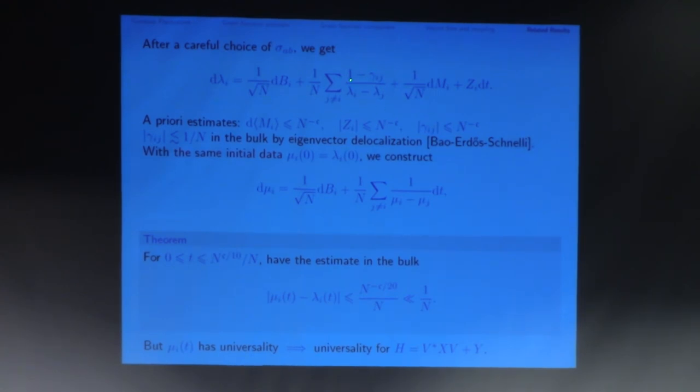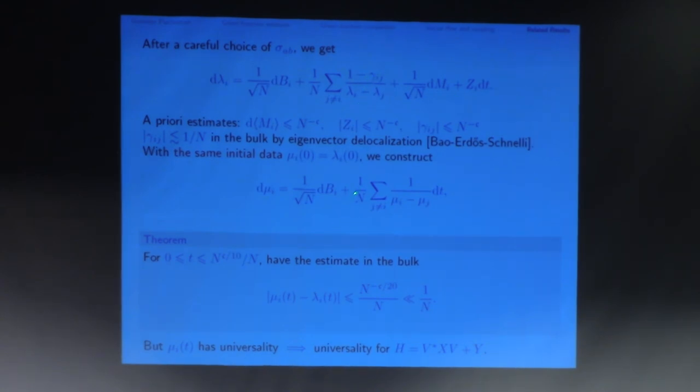The eigenvalue dynamics is almost like one, but minus a quantity which is small. Then there's the standard martingale term, and also some correction term in the dt. Oh, sorry, I forgot a dt here. Then you find that this gamma ij is also small. But here you have to use the result of Bao, Erdos and Schnelli. They prove that the eigenvectors are completely delocalized. So you use this, and you find that the dynamics is so close to Dyson-Brownian motion.